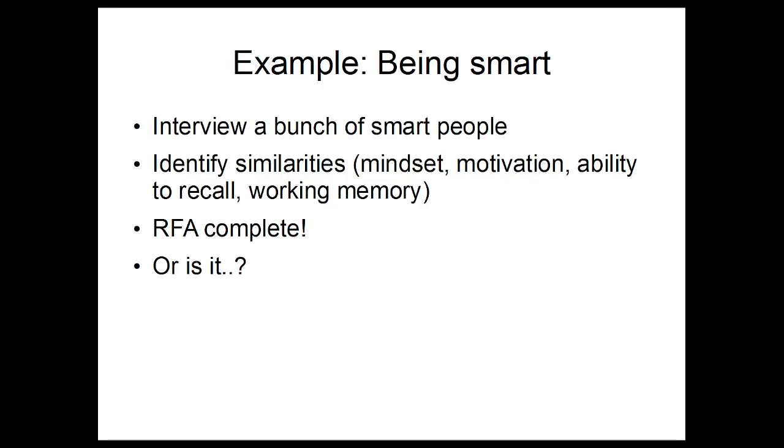Now to go into an example that's a bit different, imagine you're trying to figure out something about being smart. So you interview a bunch of smart people and you identify similarities between them, and then you call those similarities the factors that are important to being smart, and you feel like you found all of them, so you call it complete. So is that good enough?